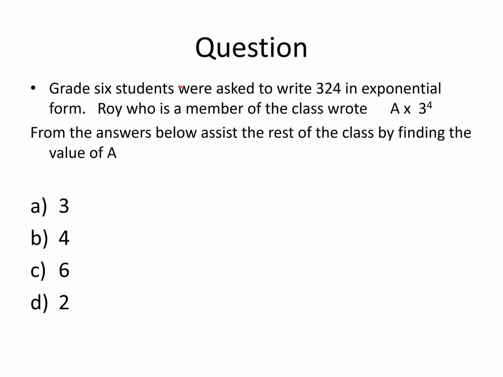Next slide. Good. Question. Grade 6 students were asked to write 324 in exponential form. Roy, who is a member of the class, wrote a times 3 to the fourth power. From the answers below, assist the rest of the class by finding the value of a. And the a that we are speaking about is this a, right? So the possible answers are a could equal 3, a could equal 4, a could equal 6, or a could equal 2, right?